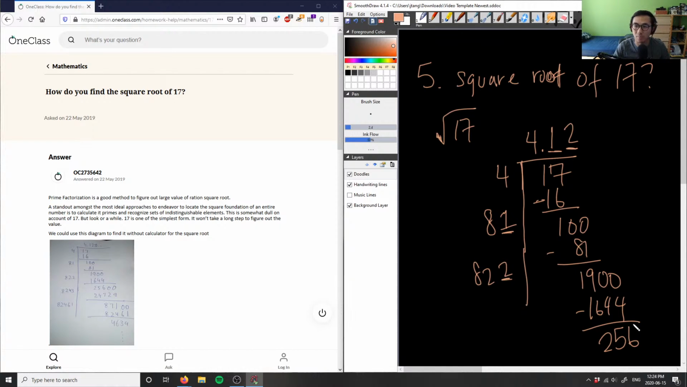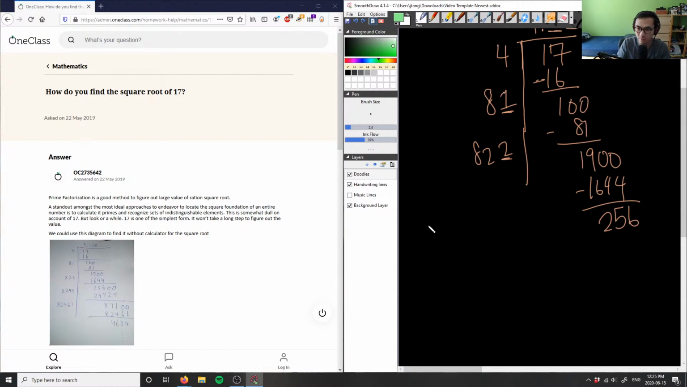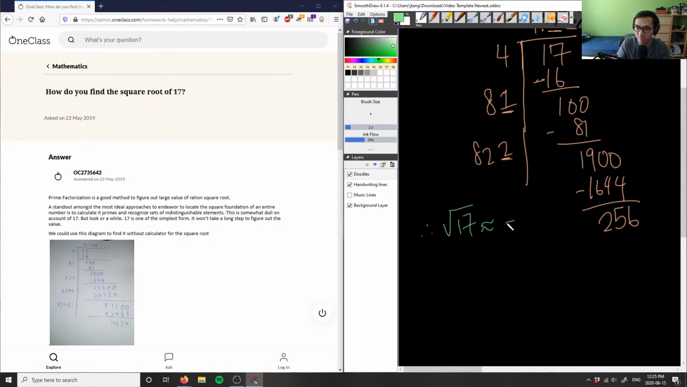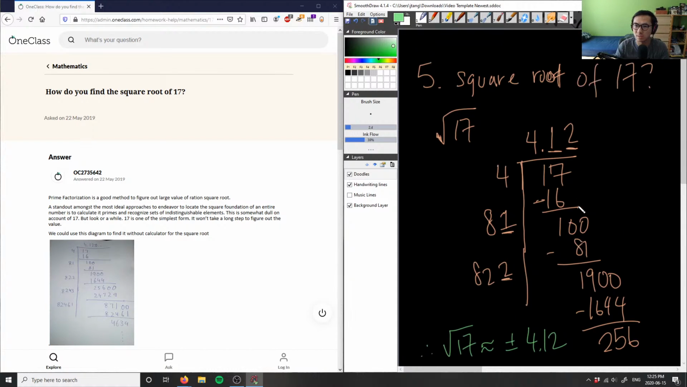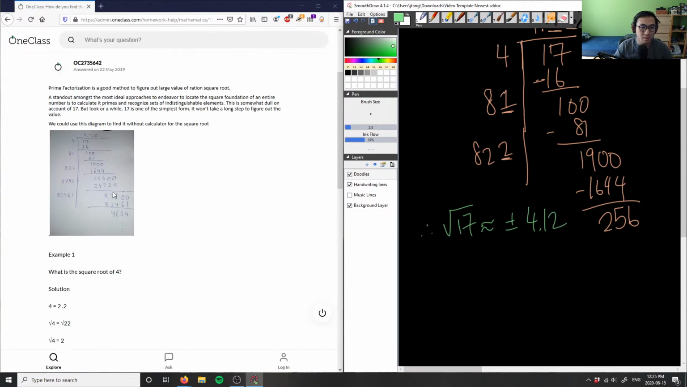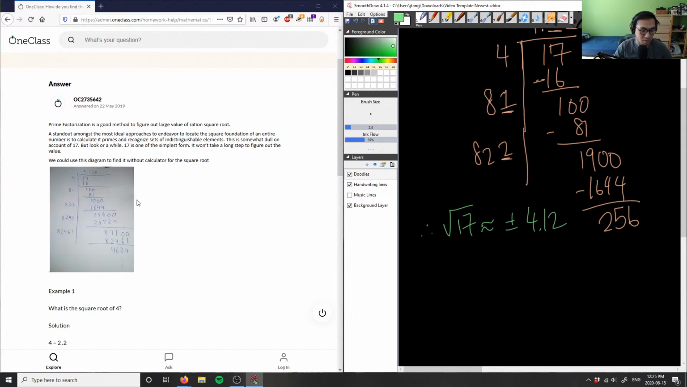And again, I would usually stop there because I usually take these to 2 decimal places. This solution is really nice because it gave us a little bit more, but I usually take it to 2 decimal places. So therefore, I can say the square root of 17 is approximately equal to plus or minus 4.12, not 71, 4.12 here. And this is our solution for this problem. And again, they got 4.1231, which is our correct solution as well.